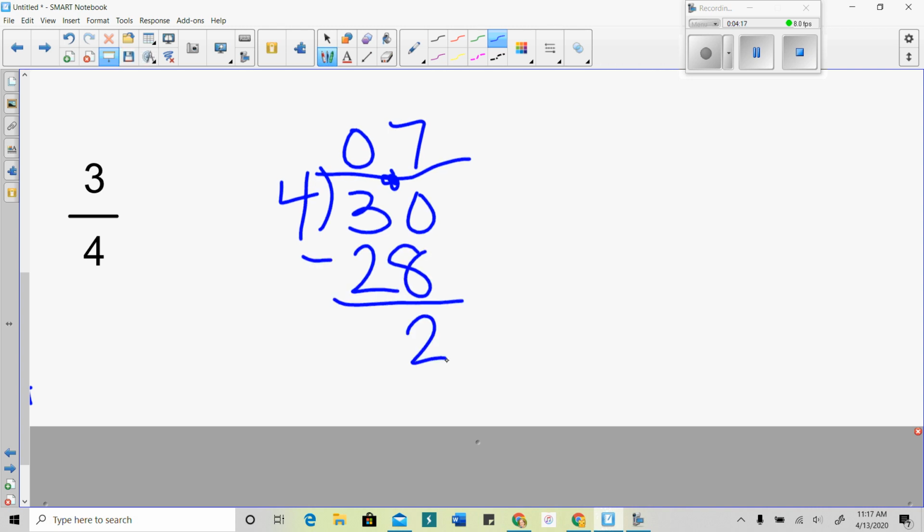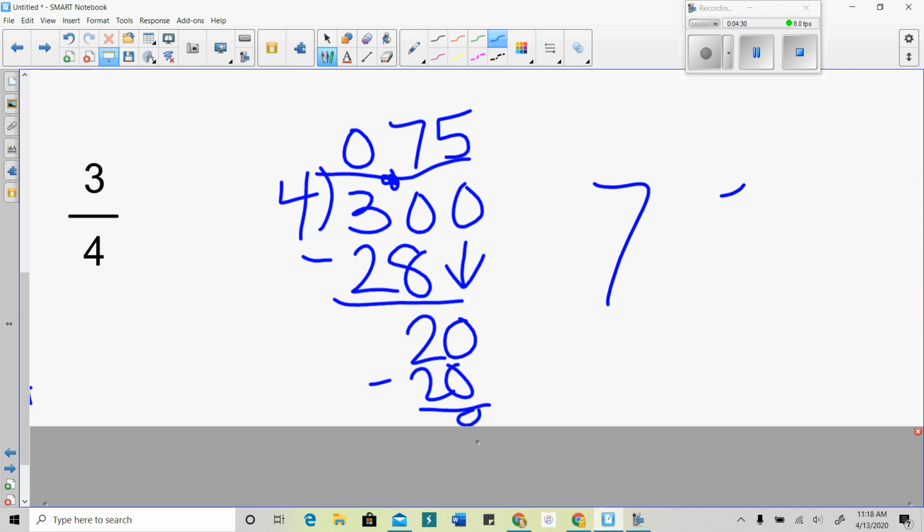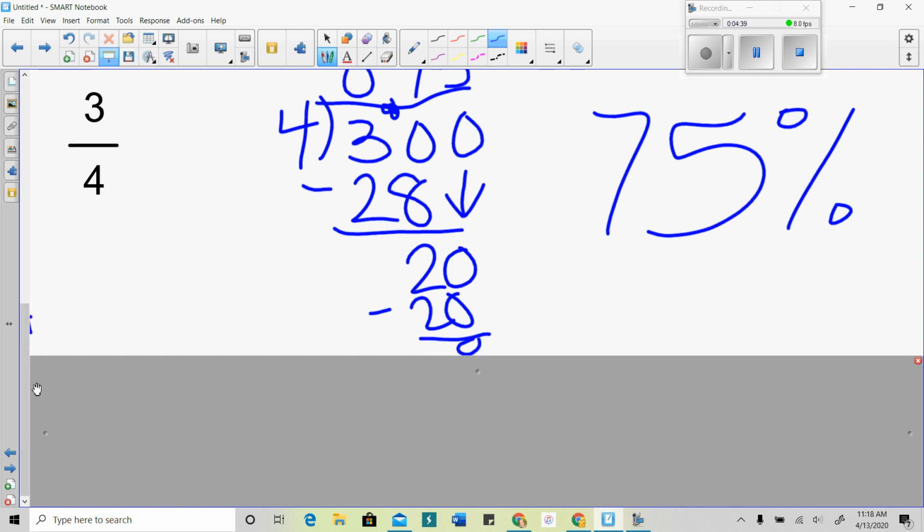Subtract, I get 2. Now remember, don't stop at one place. Go to 2 places. Anytime you're doing a percent, go to 2 places. So 4 will go into 20 5 times. And this time it did terminate. So 75 hundredths is 75%. So if there are 4 questions on the DOL, you get 3 of the questions correct. You would get a 75 as your grade.